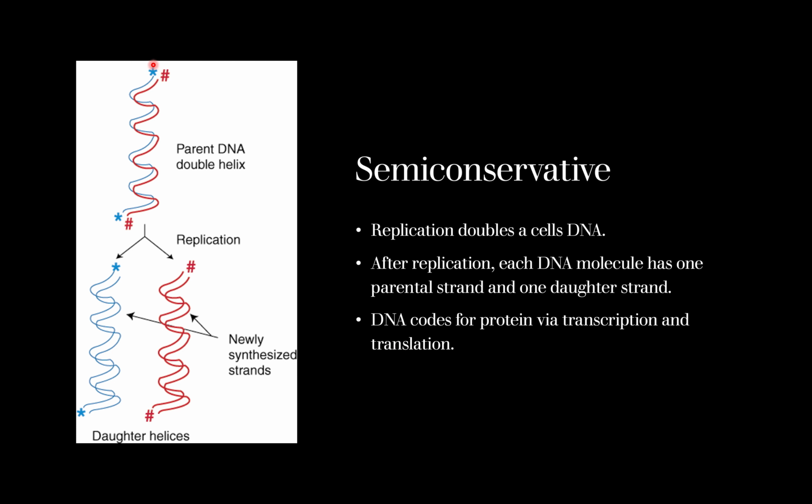So if you look at this image here, this is the original parent DNA. We're going through the process of replication, and then we have the red strand on this side, the blue strand on this side that were the original parent DNA. And we have newly synthesized strands of what we call daughter DNA, and now we have 2 separate daughter DNA strands or daughter helices. So replication doubles a cell's DNA, and after replication, each DNA molecule has 1 parental strand like we talked about in original, and then they have 1 new daughter strand.